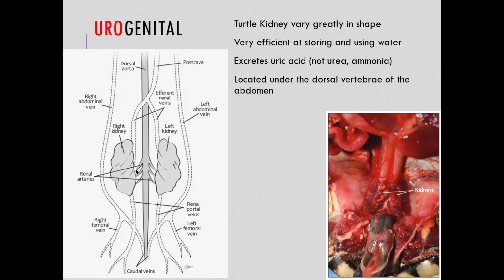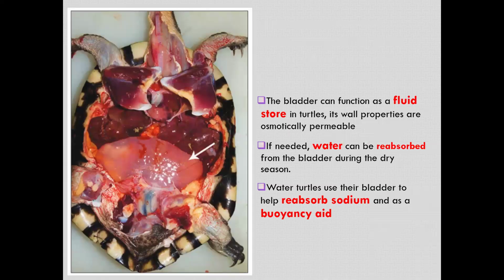And their right and left kidney is located symmetrically. It's a little bit different if we compare with snake or lizard. Okay, they have all species. They have a bladder, called gallbladder or vesica urinaria. It can have function like a fluid store.